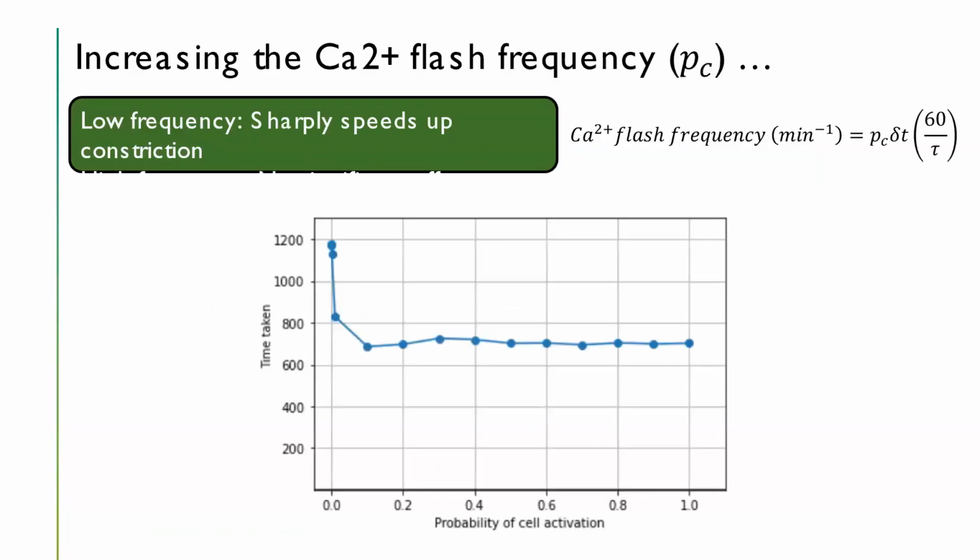Increasing the calcium flash frequency: at low frequencies, if you raise the value of the calcium flash frequency, it sharply speeds up the constriction. But at higher frequencies, say beyond 0.1, it pretty much plateaus out, and it doesn't have much of an effect on how much time is taken to reach the steady state. And this matches the results that the Suzuki team had in Japan as well.